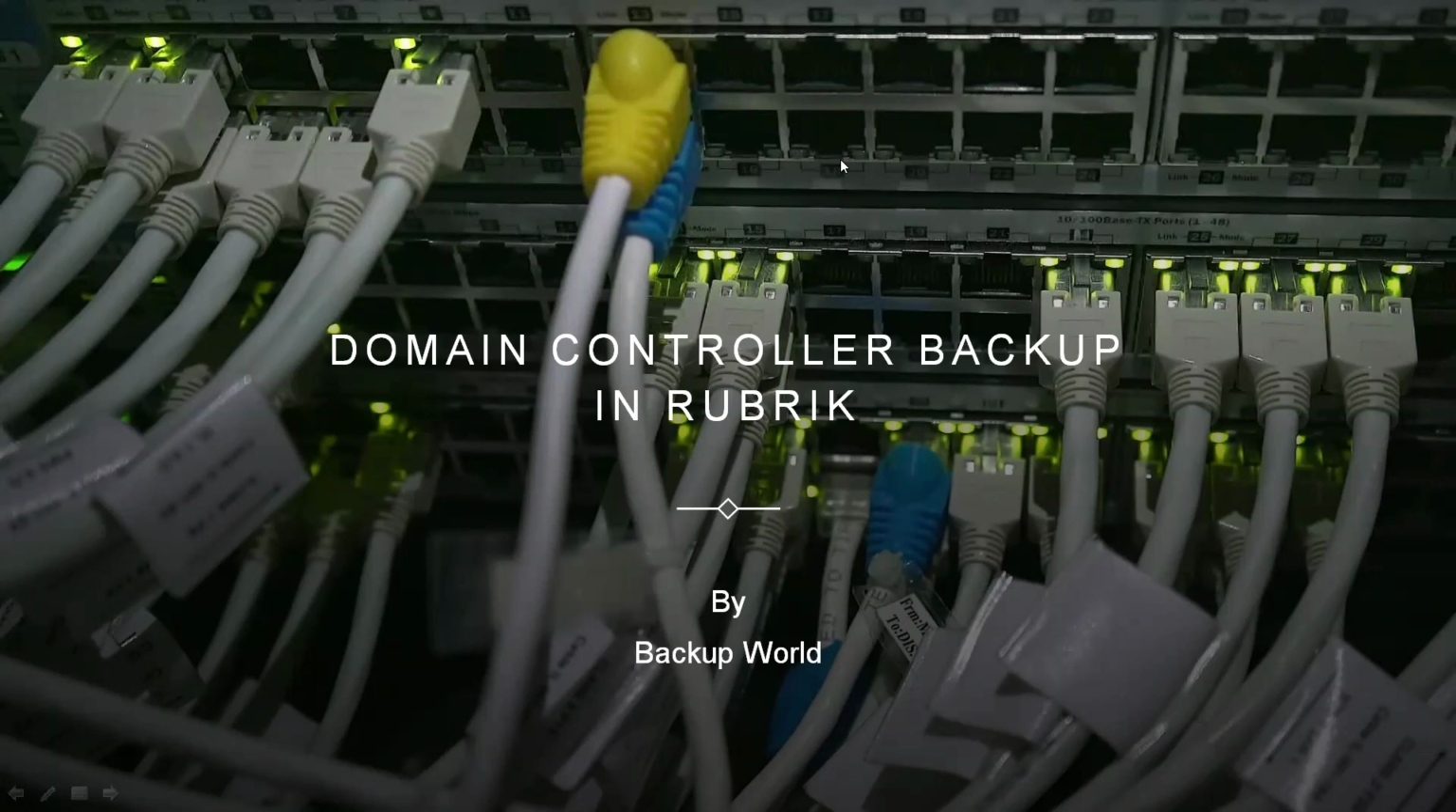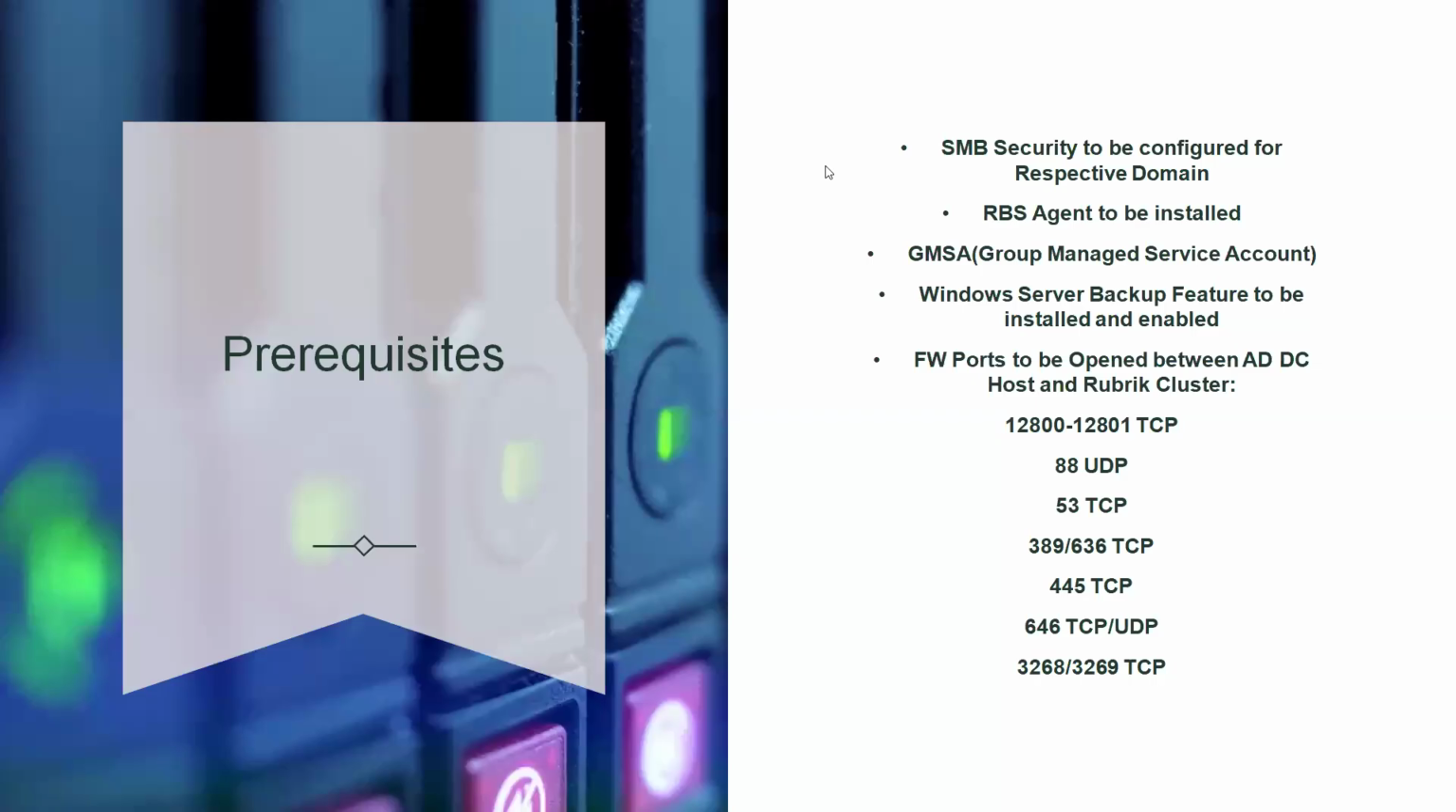Today we'll learn about Active Directory Domain Controller backup in Rubrik. To configure ADDC backup in Rubrik, we need to perform a few prerequisites: SMB security to be configured for the respective domain, RBS agent to be installed, GMSA account to be added for our Rubrik backup services in the active DC host, and Windows Server Backup feature to be installed and enabled on the DC host.